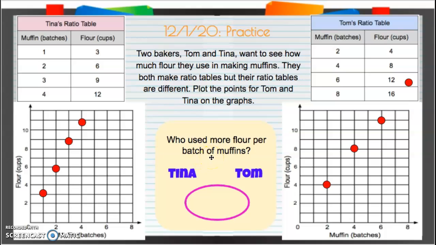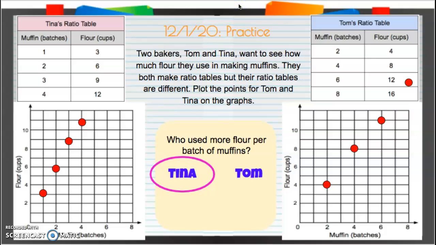So who used more flour per batch of muffins? More flour means what's going to go more rapidly. So if we look, which is going more rapidly? This one's kind of steadily going up to the side. It's still going up. But this one, it looks like, whoa, shooting straight up. So that one's going up fast. So this is Tina's table. So we're going to circle Tina because she's using more flour per batch of muffins.